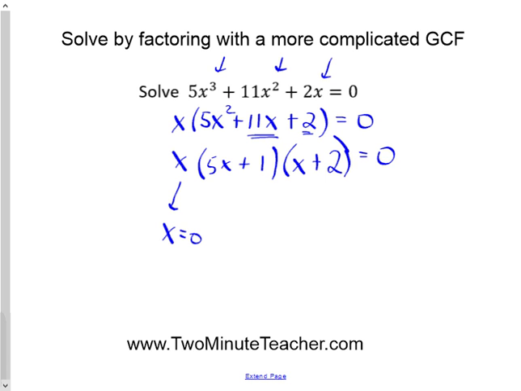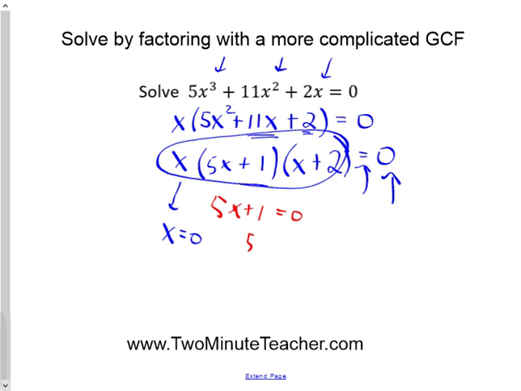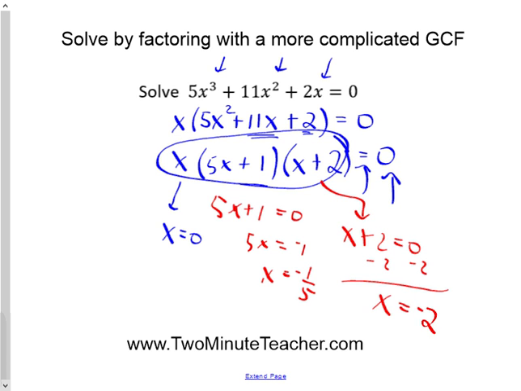Now don't forget, this is going to have its own solution. X equals 0 will make this whole equation equal 0, and so that's one of your roots or your solutions. But then the next one is 5x plus 1 has to equal 0, so I subtract 1 from both sides. 5x equals negative 1, and x equals negative 1/5. And then, lastly, this guy, x plus 2 needs to equal 0. Subtract 2, and you get x equals negative 2. So, I have x equals 0, x equals negative 1/5, and x equals negative 2.